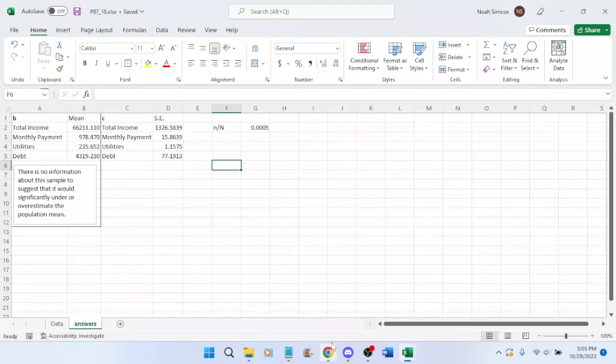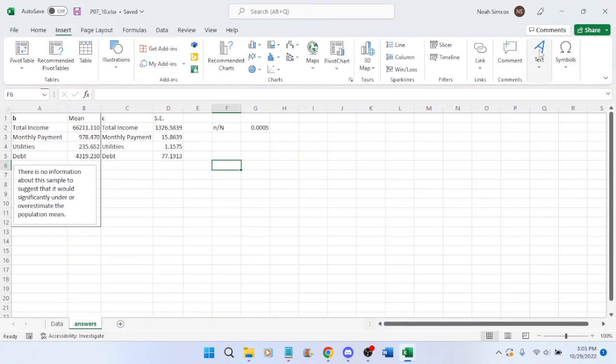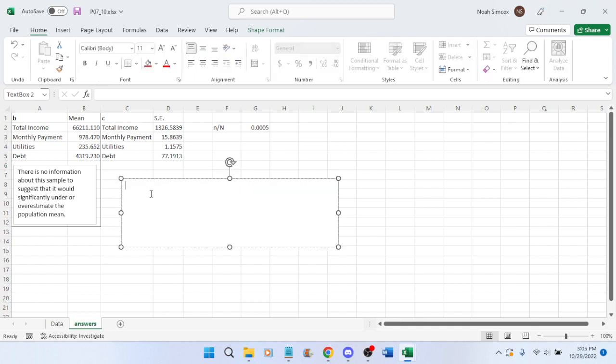So yes, C. There is a 68% chance that the actual values of the means are, that the sample means are within one standard error of the population means.